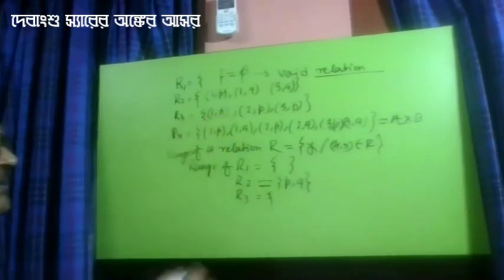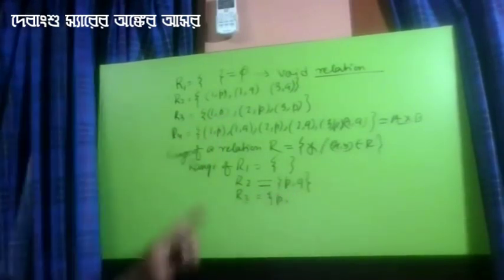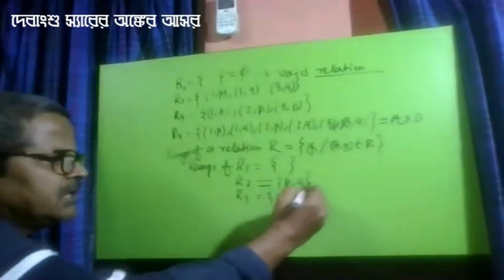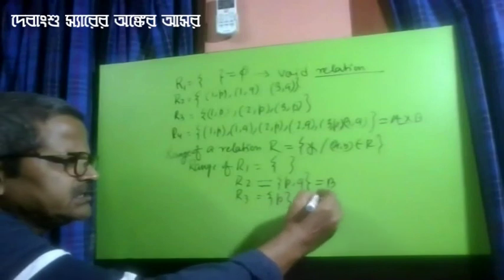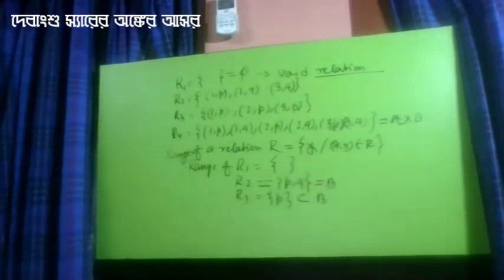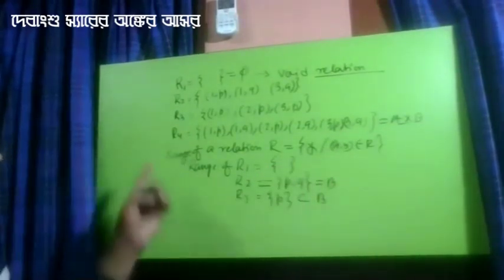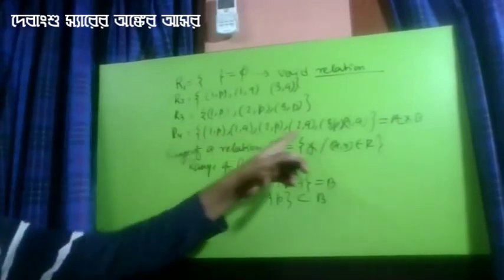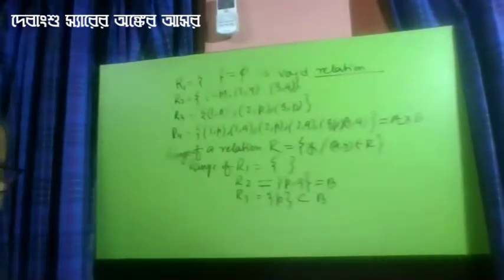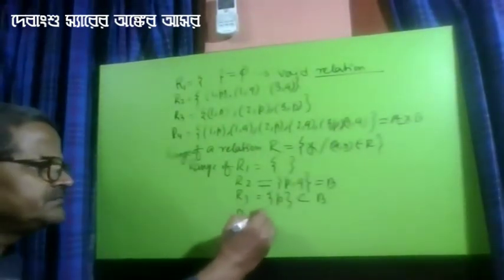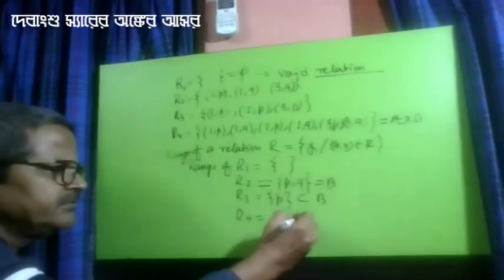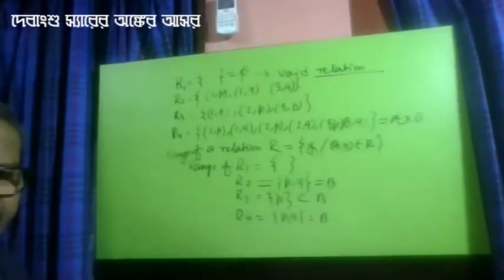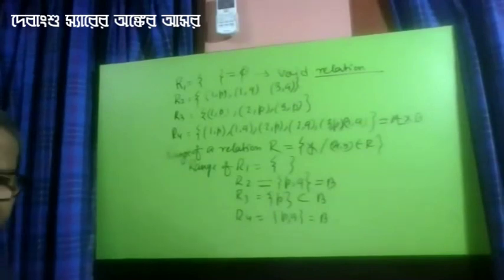R3 says 1P. P is there. 2P already written. 3P already written. Now see, this is equal to B. This is a proper subset of P. R4, you can write R4: all has, P has, Q has, all has. So R4 is P and Q, which is equal to B. So finding range is also very tough.